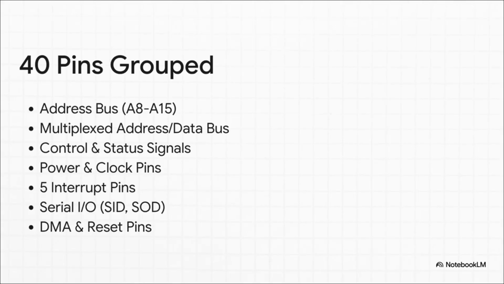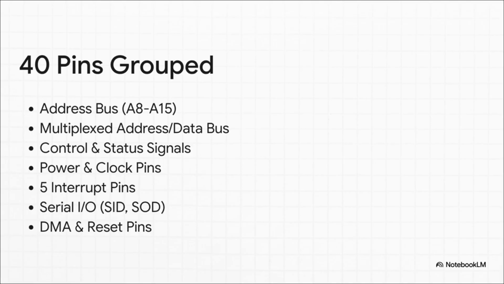What's really fascinating here is how we can group these 40 pins by their neighborhoods or their specific jobs. For instance, we have pins entirely dedicated to the address bus, passing 16-bit locations over to memory. Then we have a super clever multiplexed address and data bus that actually shares pins just to save space. We've got control and status signals like read, write, and address latch enable, managing all the traffic. Throw in your power and clock signals, 5 dedicated interrupt pins, including the non-maskable trap, and some serial I/O pins, and boom, you have the complete picture. By focusing on the shape of the system rather than the micro details, the whole chip makes a lot more sense, right?